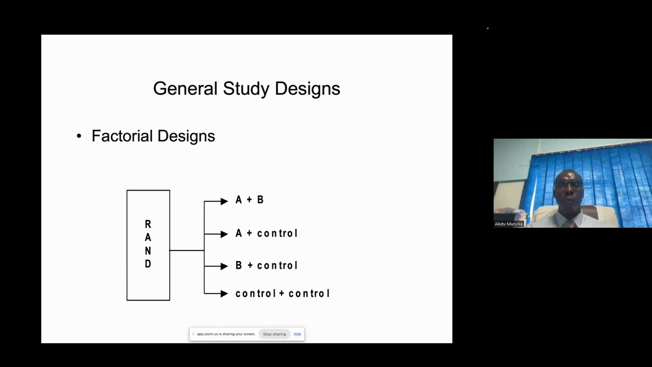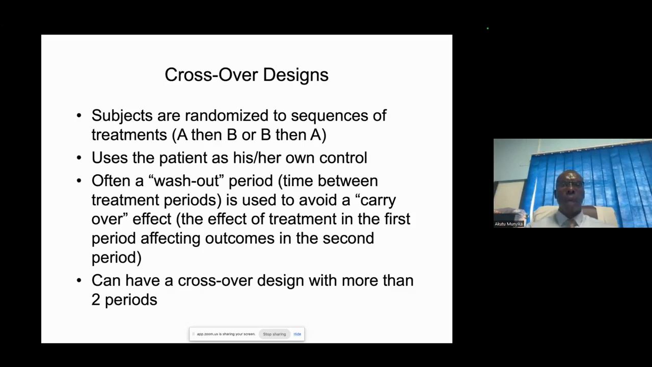And then there's the factorial design, where you can mix the groups up, where you've got group A and group B. You can mix group A and control. You can mix group B and control, or control and control, and look at whether there are any differences in outcome, and stratify them and come up with the results of what is being looked at.